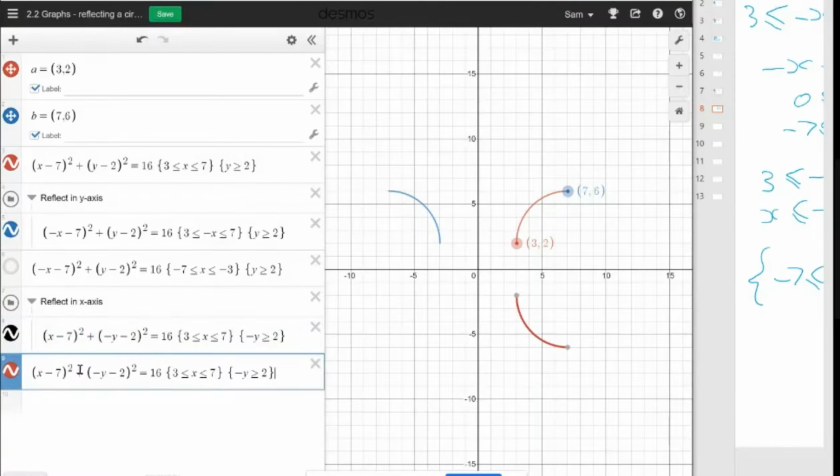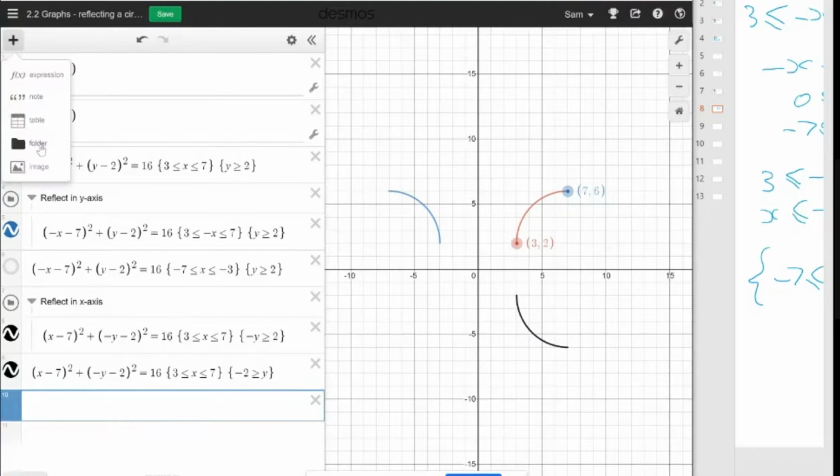And again, we can rearrange this domain. Actually, we'll add y to both sides. Take away 2 from both sides. Get y is less than or equal to negative 2. And I'll make that black as well. So these two are equivalent, but this shows that you know what you're doing. Okay. So far, so good.